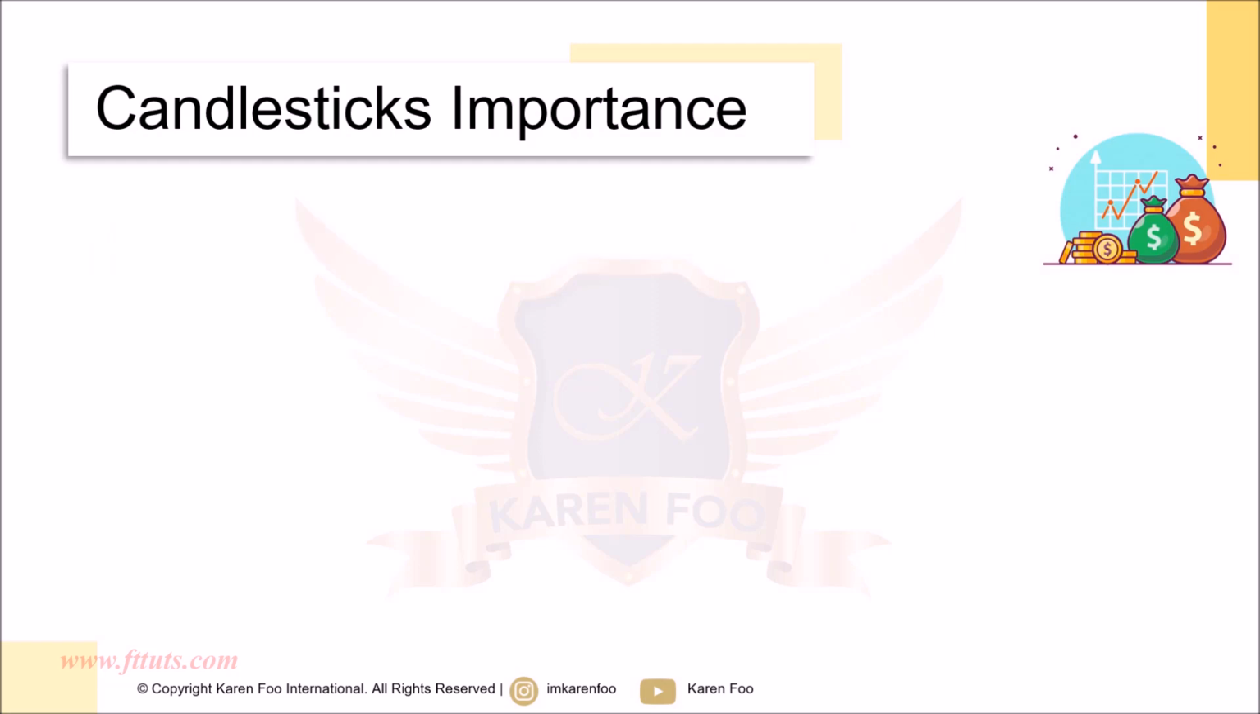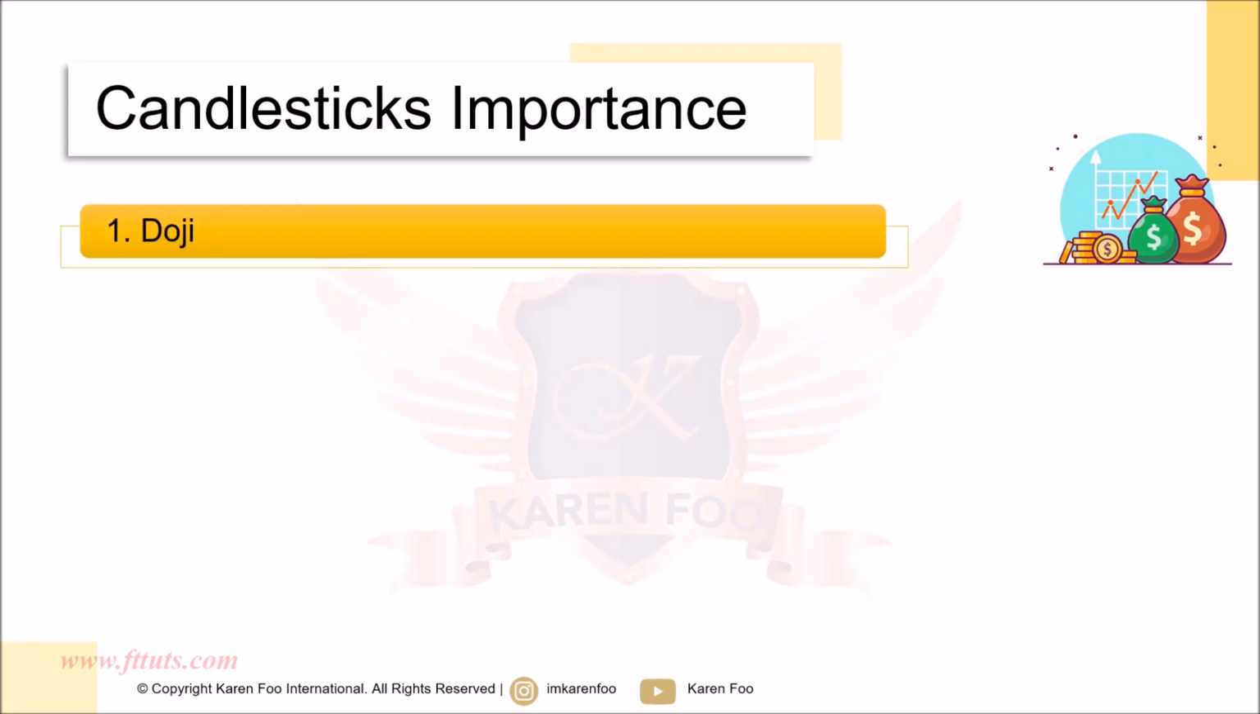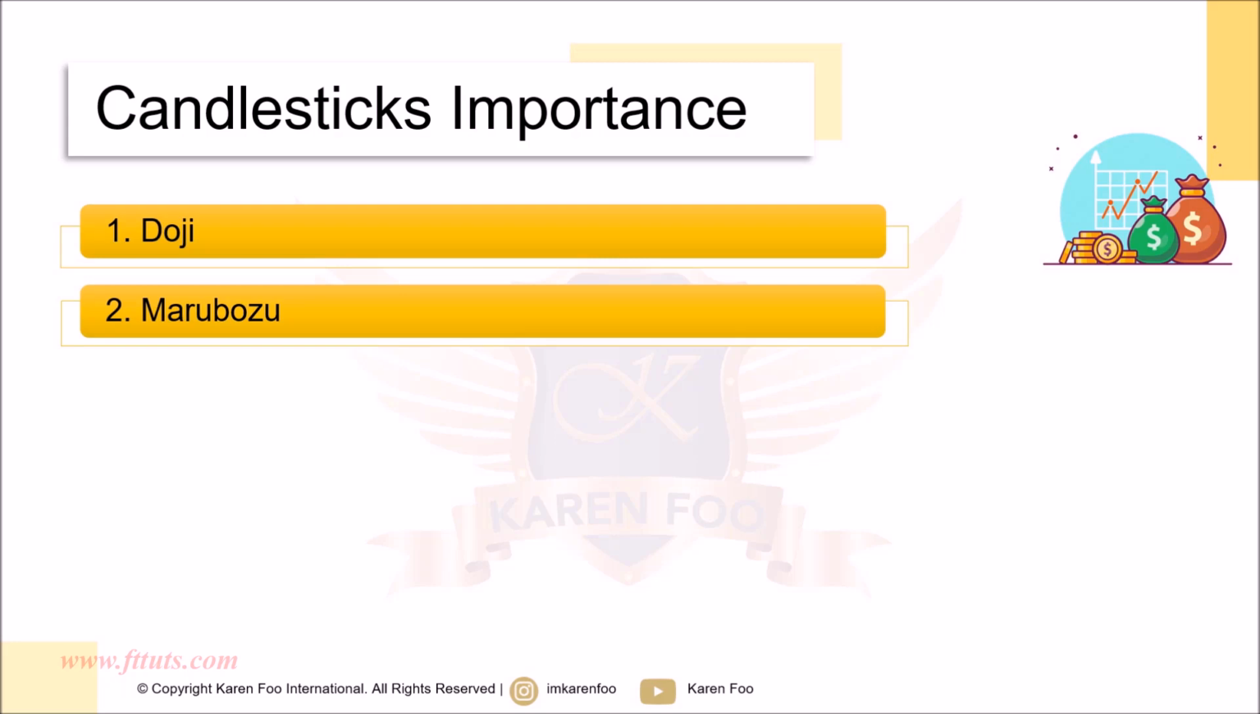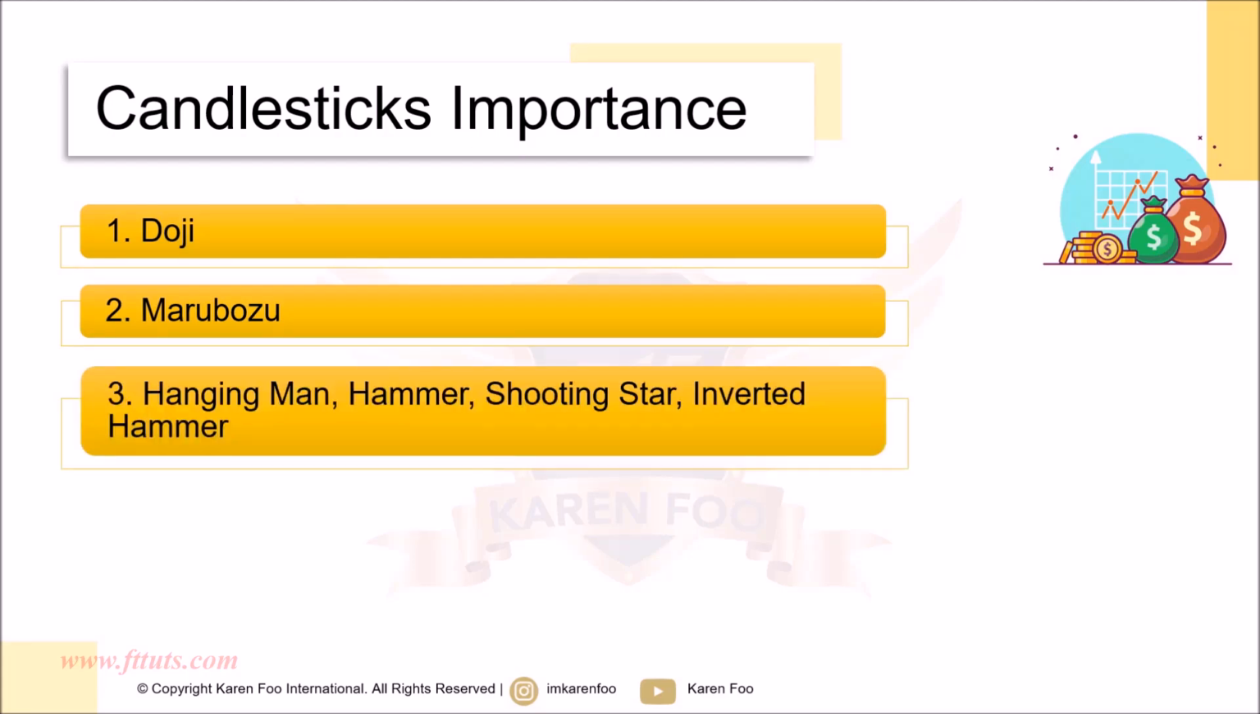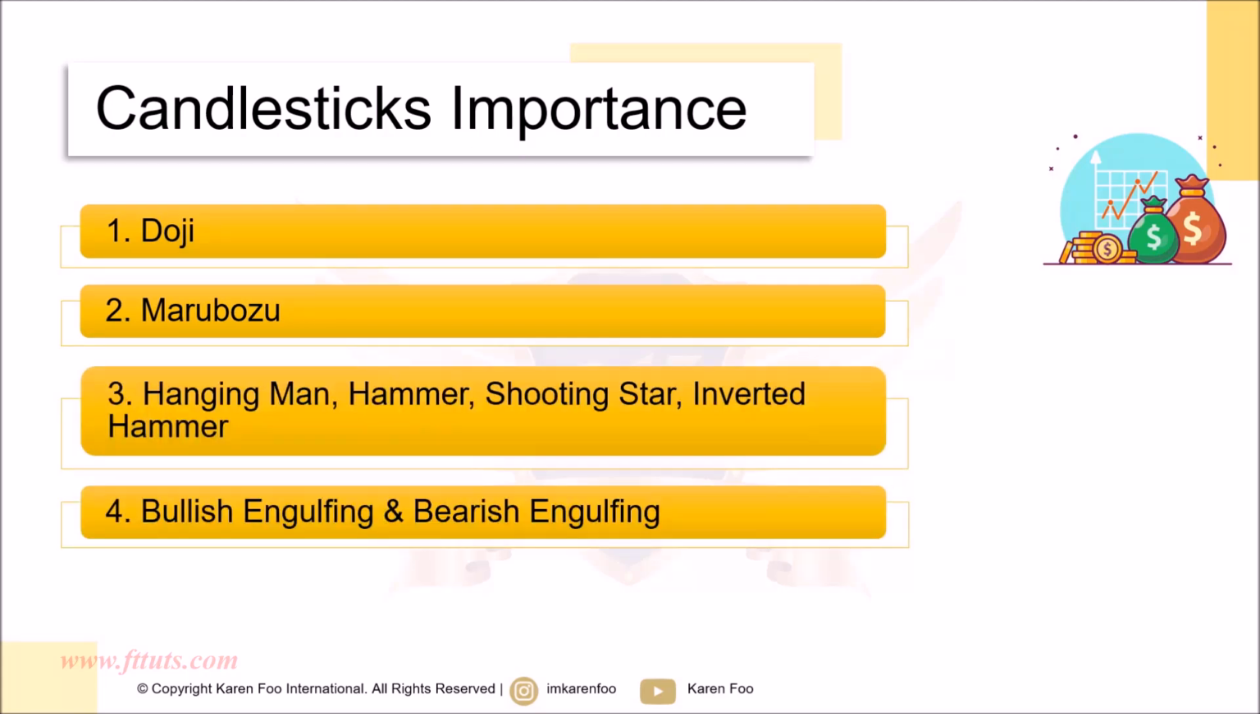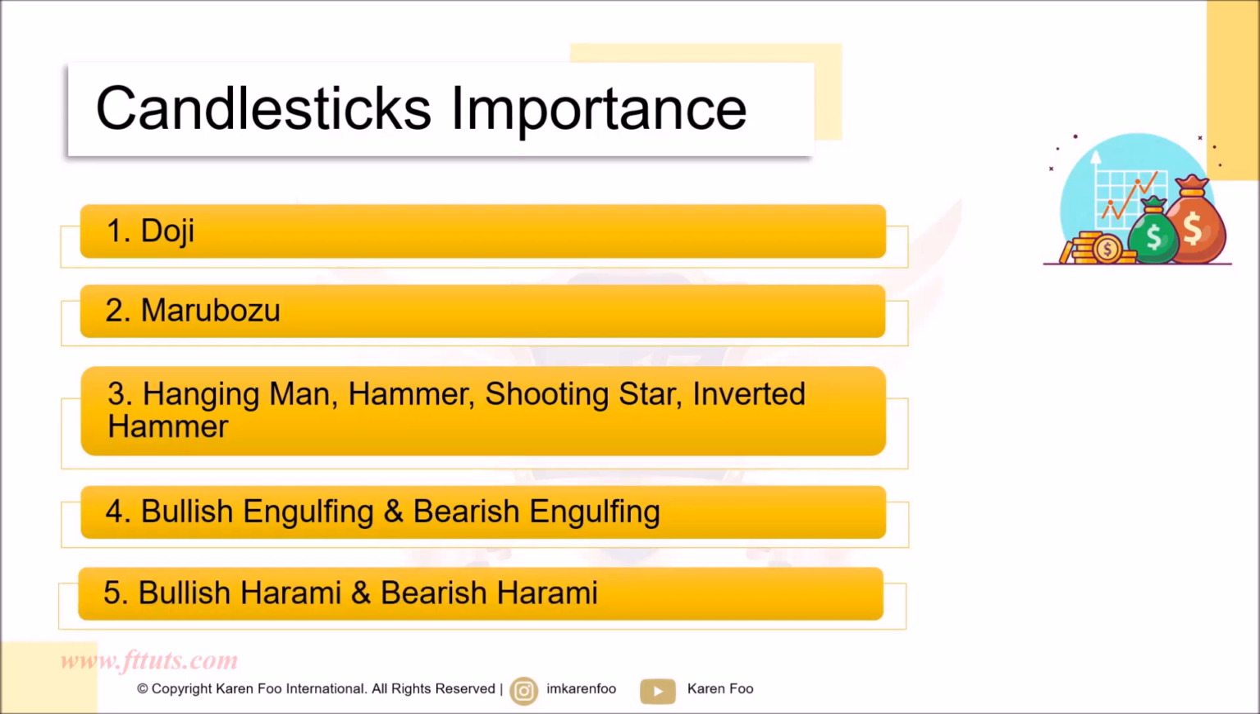And assuming that all factors and context remain the same, Doji would be the strongest, followed by Marubozu, which is the big, long candlestick with a large body, then hammer, shooting star, inverted hammer, followed by bullish engulfing and bearish engulfing. And then the least strong out of these five would be bullish Harami and bearish Harami. But that doesn't mean that you should completely ignore it, because it is still a pretty significant candlestick pattern.